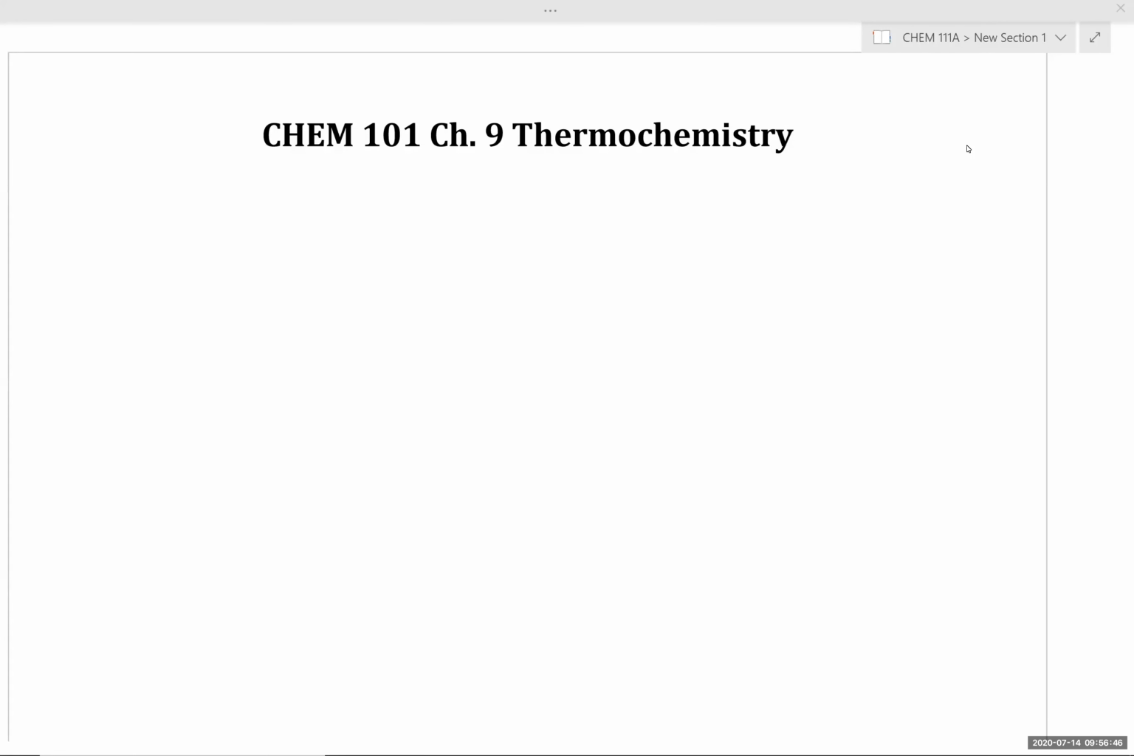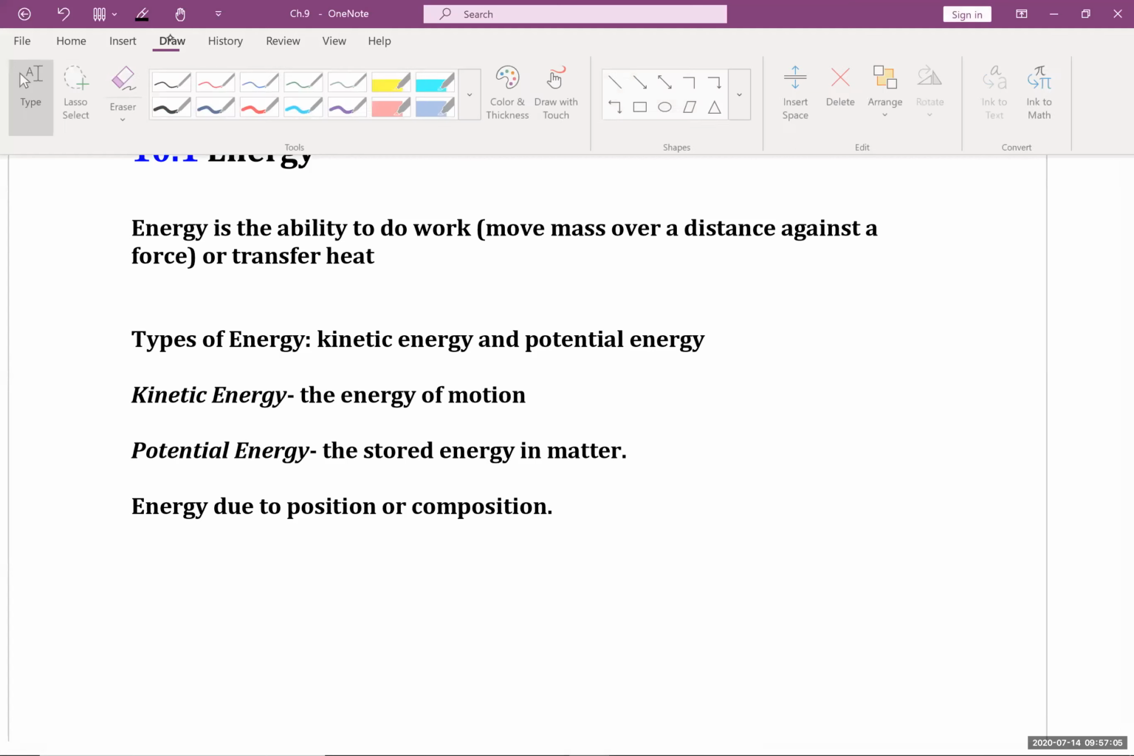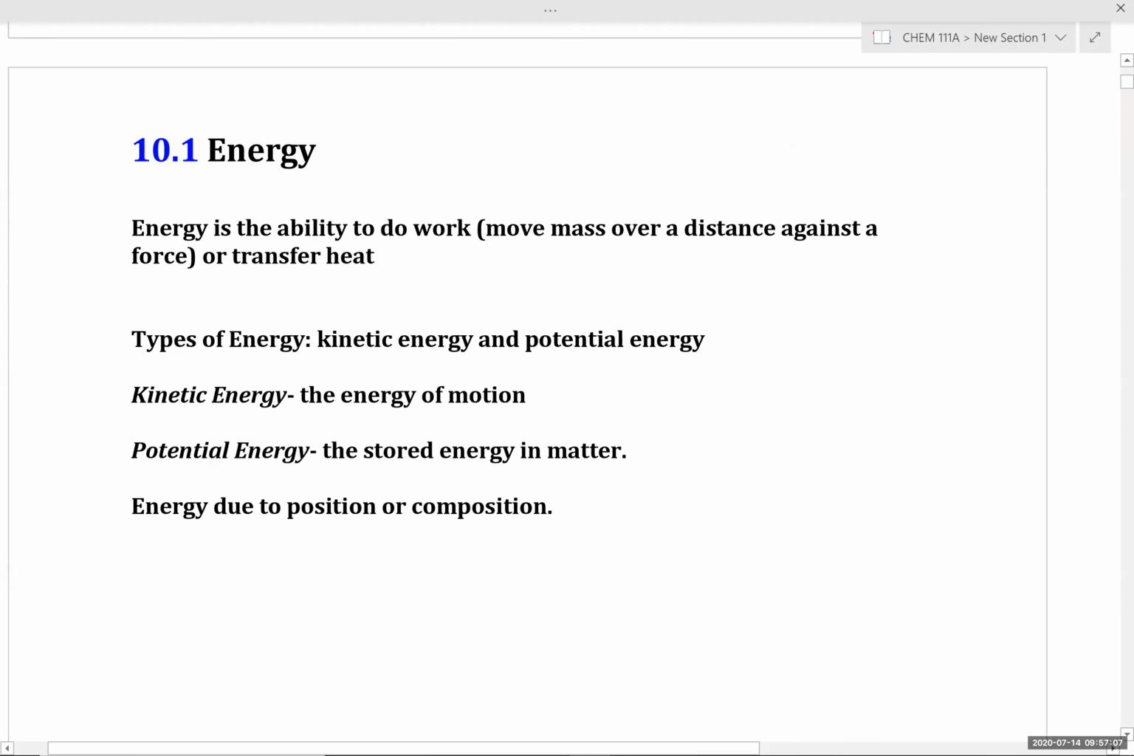Okay, so in this chapter, we're going to be looking at thermochemistry, which concerns the energy exchanged when a reaction or physical change occurs. So let's talk a little bit about the fundamentals of this chapter, starting with this idea of energy. Energy can be best defined as the ability to do work, so essentially move mass over a distance against an external force, or transfer heat.